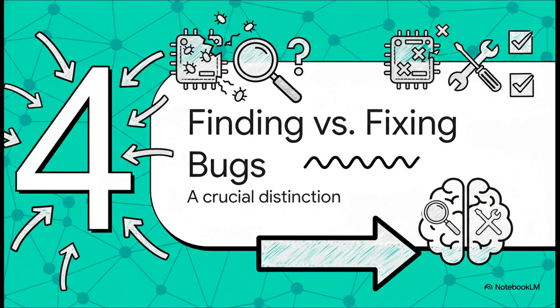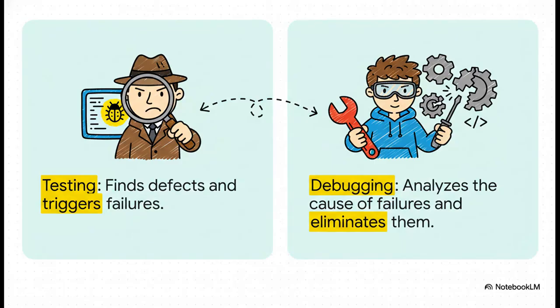We're talking about the difference between testing and debugging. They sound similar, but trust me, they are two totally different jobs. So here's the simple breakdown. A tester's job is to find the problem and report it. They're the detective showing up at the crime scene and saying, hey, here's what's wrong.